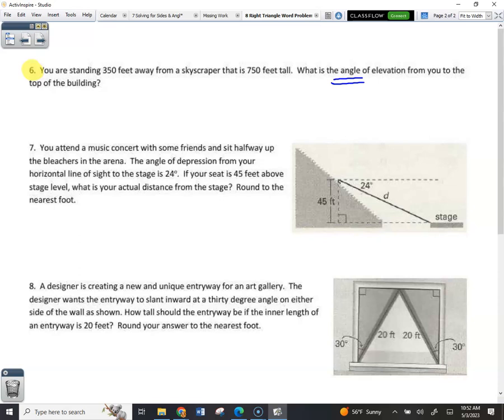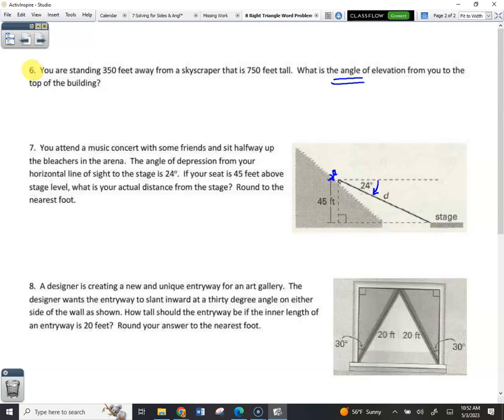All right, let's look at 7. You go to a music concert with some friends. You sit halfway up in the bleachers. The angle of depression from your horizontal line of sight, meaning you're sitting right here, and you're looking out, straight out. Then you tilt your head down to look at the stage. They're saying that the angle of depression from where you're sitting in the stands is 24 degrees. What did we say on the front of the paper about the depression and the elevation?